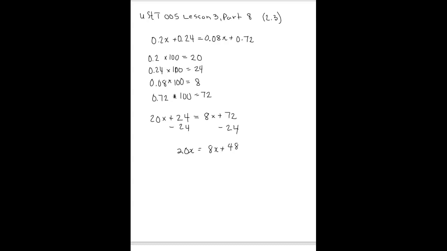Now I'm going to go ahead and subtract this 8x from both sides. And that's going to give me a 12x equals 48. And at this point it becomes very straightforward. I'm going to divide both sides by 12, and my x becomes nothing more than a 4.